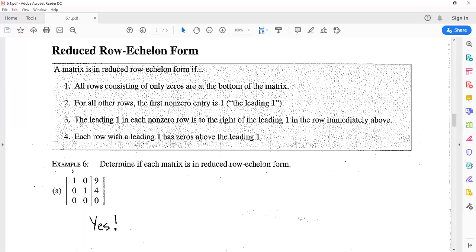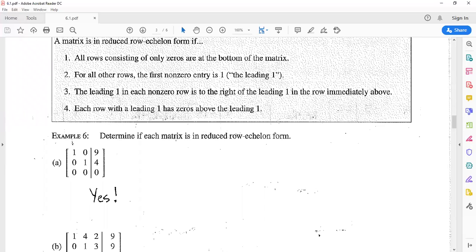Okay, the next qualification to be reduced row echelon form is that the leading one in each non-zero row is to the right of the leading one in the row immediately above. Okay, so we'll see this one in play in a minute here. And then the last stipulation that we need is that each row with a leading one has zeros above the leading one. Okay, so let's determine, is this matrix in reduced row echelon form?